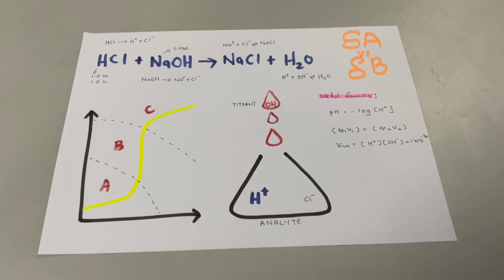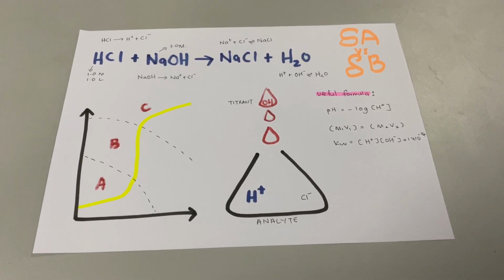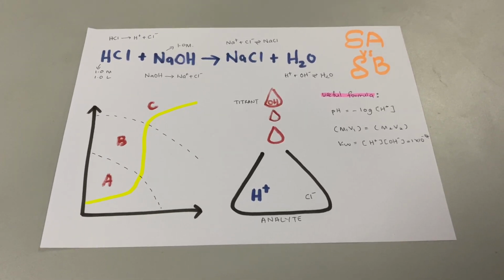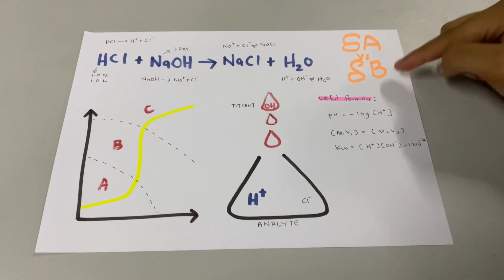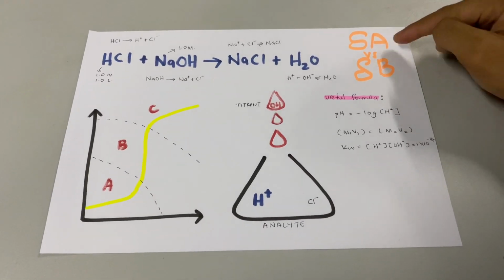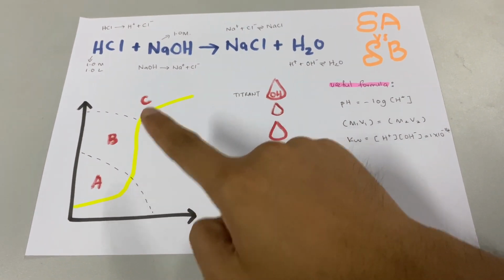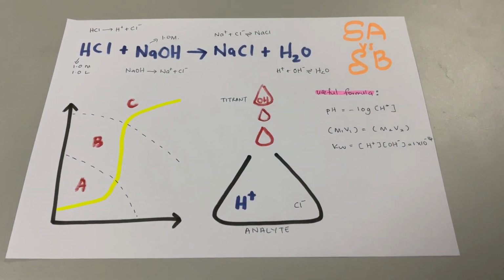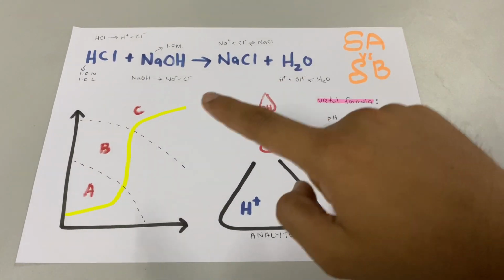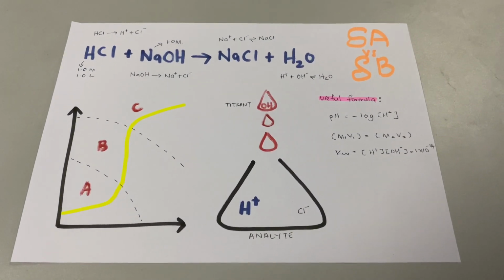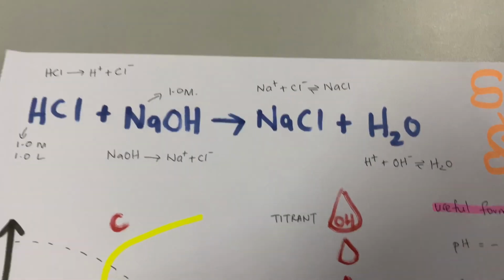Hi and Assalamualaikum. Today, this video will be talking about titration between strong acid, SA, and strong base. For strong acid, I will be using hydrochloric acid, HCl, for the example, and for strong base, I will use sodium hydroxide. Okay, so we look at the equation first.